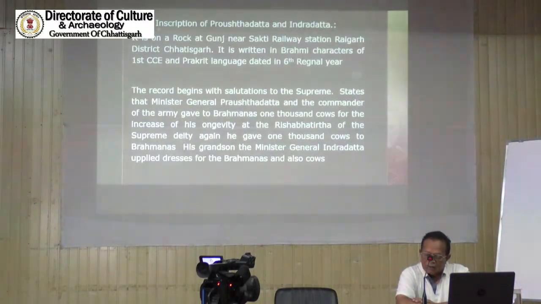The record begins with salutations to the Bhagavat, that is the Supreme, and states that the Minister General Praushtadatta, son of Matragana Palita, and the commander of the army, gave to Brahmanas 1,000 cows.